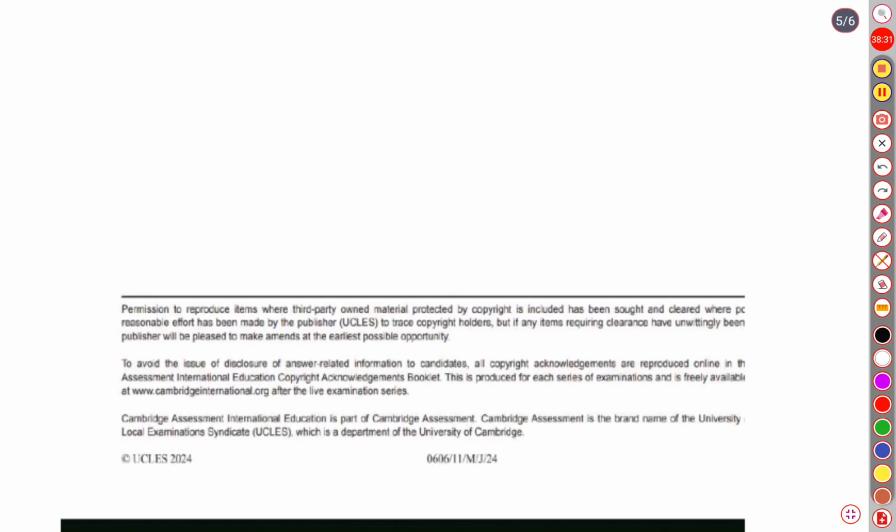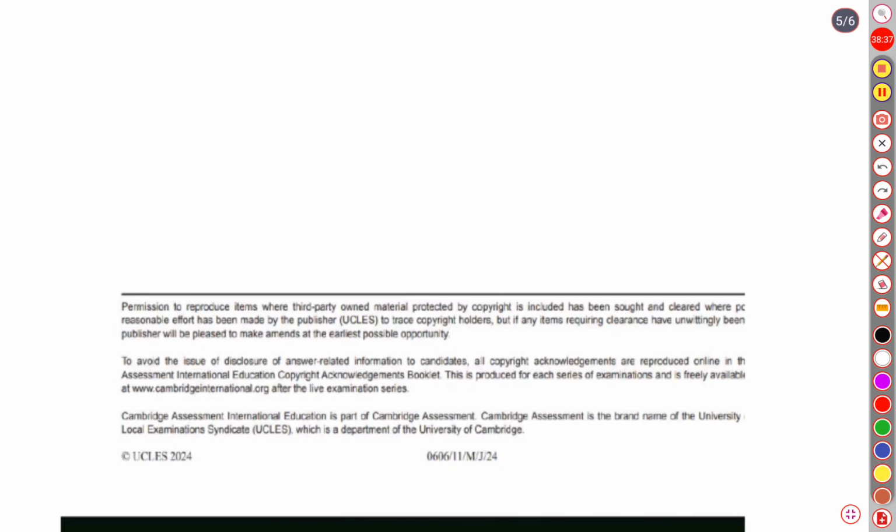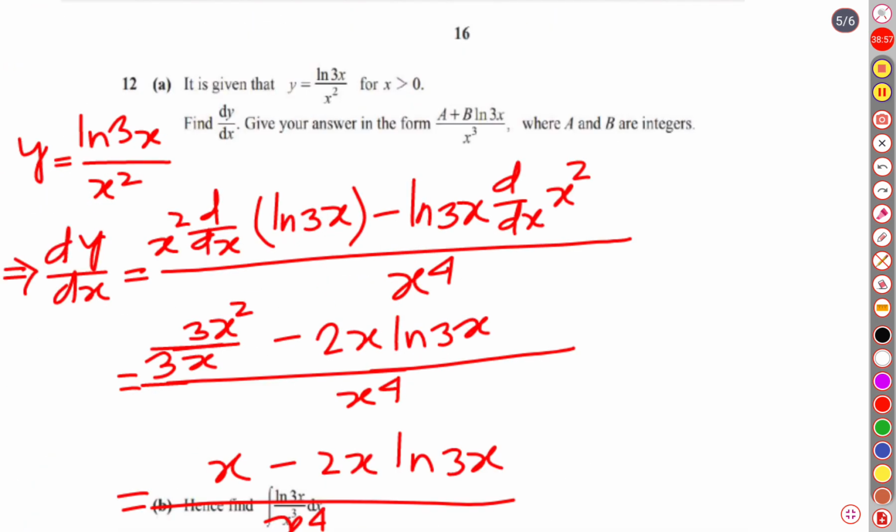The next question has been taken from the 0606 paper 11, May June 24. That means from paper 11 of 0606, add maths, we have taken this question. So let's read the question. It is given that y is equal to ln 3x over x square for x greater than 0. Find dy over dx, meaning they have told us to find the derivative, so we will differentiate this.